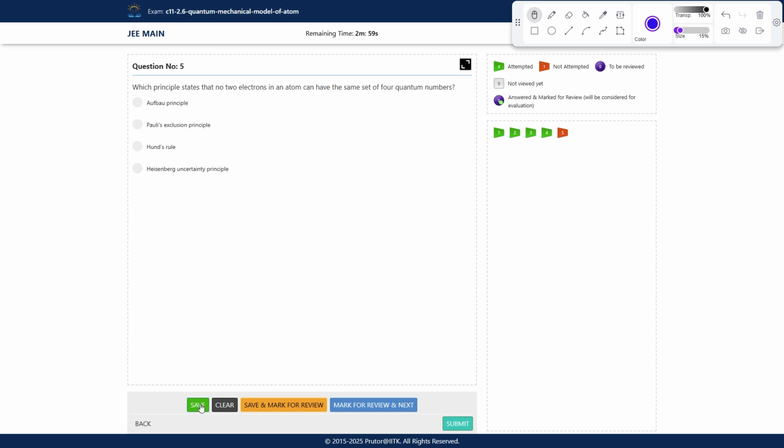Which principle states that no two electrons in an atom can have the same set of 4 quantum numbers? It's very easy to say. Your correct answer will be the Pauli exclusion principle. But what about the other principles? The Aufbau principle tells that the lowest energy will be filled first. And how is the energy decided? With the help of the n plus l formula.